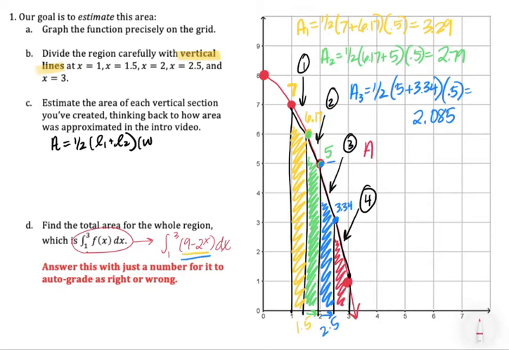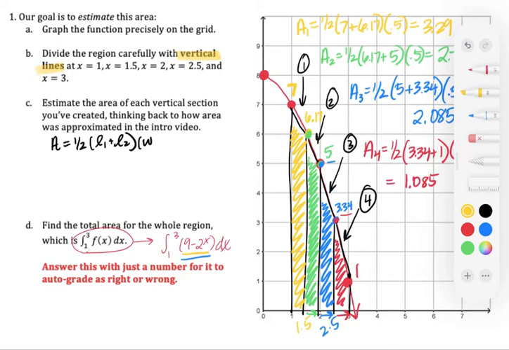The area of our fourth and final trapezoid is 1/2. The first height right here, which is 3.34, we found that in the last one, plus this height right here, which is just 1, times our width. Well, our width is that same value right there of 0.5. So 1/2, 3.34 plus 1 times 0.5, and we get 1.085.